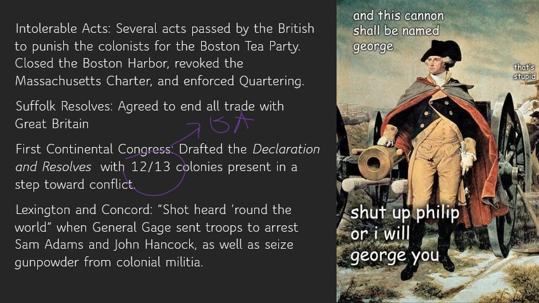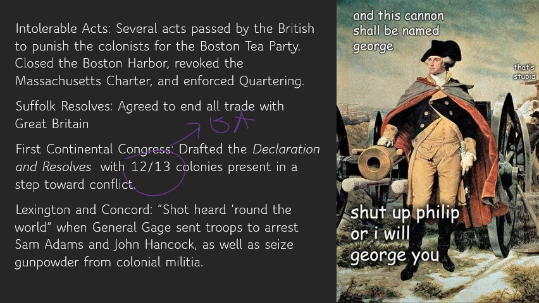So the Declaration of Rights and Grievances from the Stamp Act Congress was kind of a list of, here's the things that we feel like you're doing to harm us. Here's what legislation is, what taxation is, and here's why taxation isn't okay. The Declaration and Resolves is more, we are resolved to act if you don't start acting right. And that's going to coalesce into violence with Lexington and Concord. This is often referred to as the shot heard around the world.